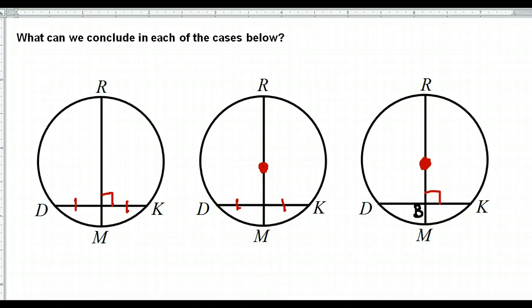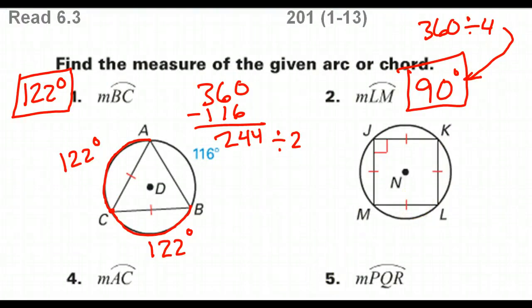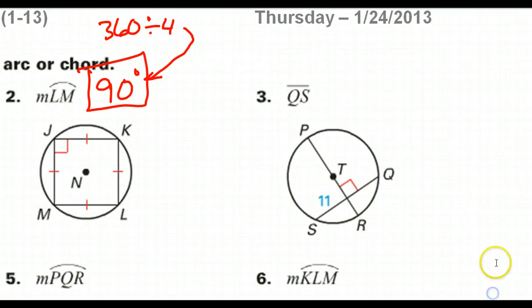All right, so keep that in your brain. So as you look at problem number 3, you see the dot. That means PR is the diameter, and it is perpendicular. So we can conclude that it must also be a bisector. So in other words, these two segments should be equal. That means that this should be 11 on this side. So that makes QS a total of 22. All right, number 4.